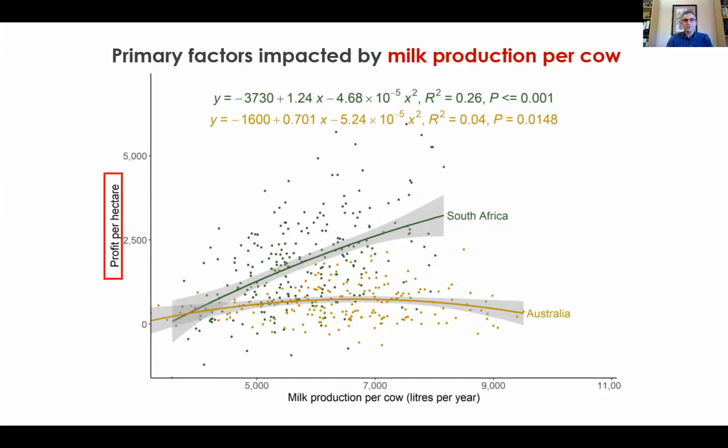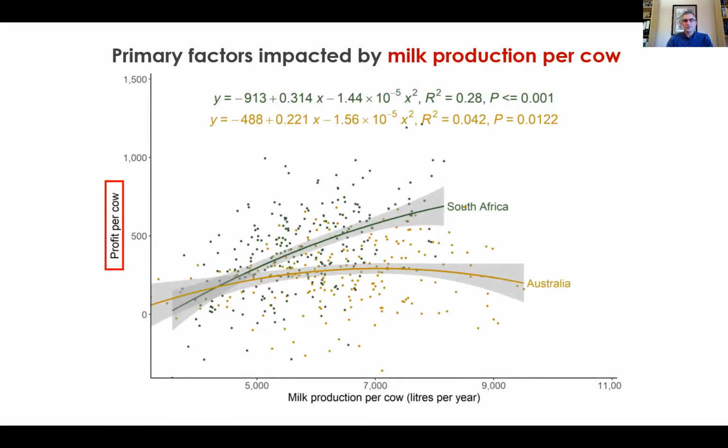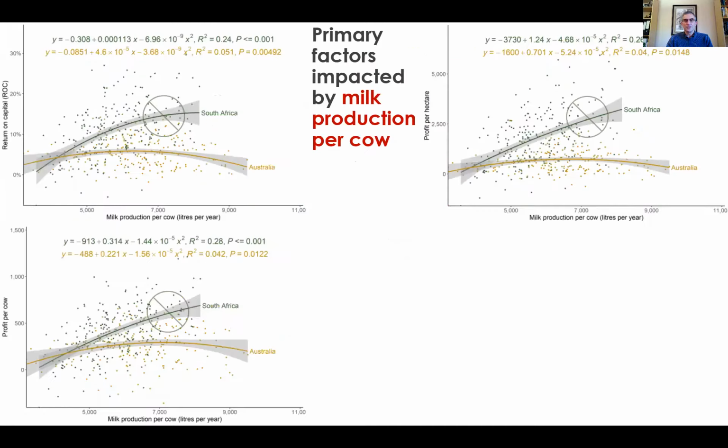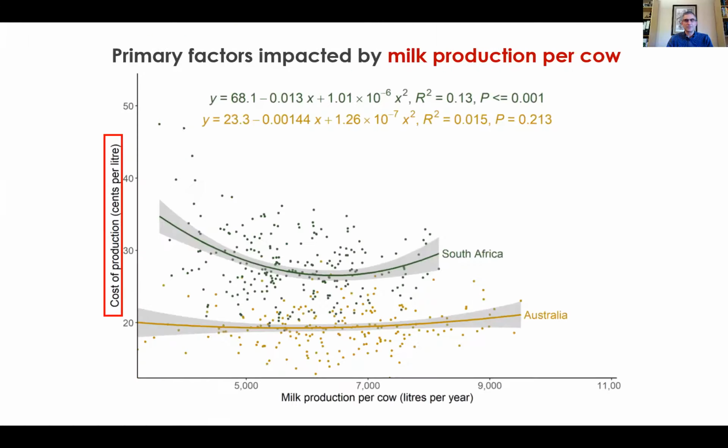This graph outlines the impact of milk production per cow on profit per hectare. The trends are similar to those for return on capital for each data set. This graph outlines the impact of milk production per cow on profit per cow. Again, the trends are similar to return on capital. As you can see, the impact of milk production per cow on return on capital, profit per hectare, and profit per cow is similar, with increasing milk production per cow not positively impacting on profitability in the Australian data.